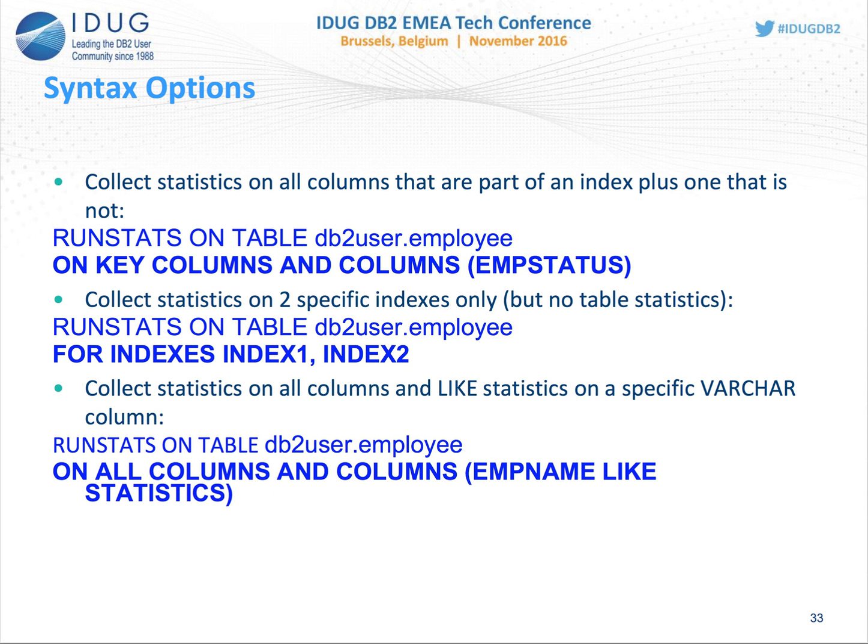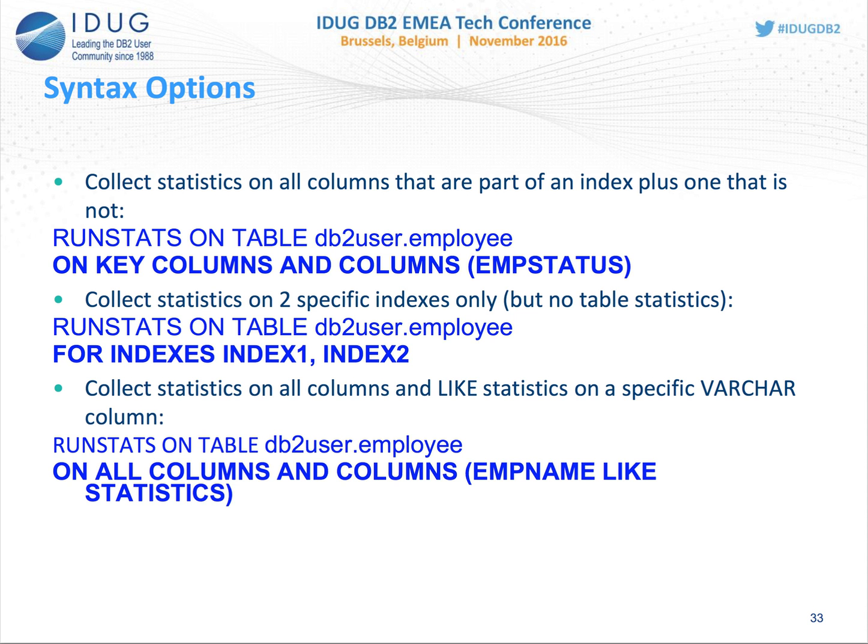Another option, more of a convenience thing, although you have to be a little bit careful with it, is the ON KEY COLUMNS clause. This basically says only collect stats on columns that are keys in indices. The rationale is that those are typically the columns that are going to have filtering conditions. That's sometimes the case, but not always, so you want to use that one with a bit of caution. But you can combine that with the AND COLUMNS clause. You can say pick up all the index key columns and maybe some additional columns.